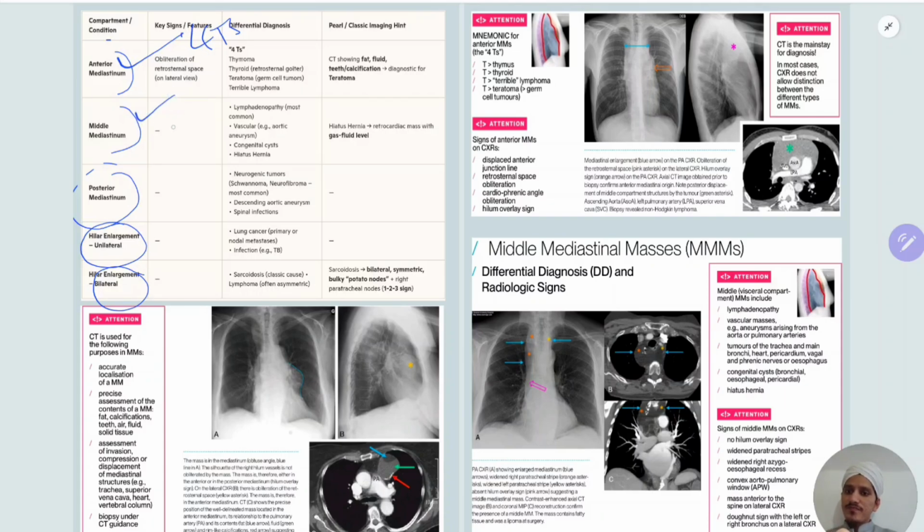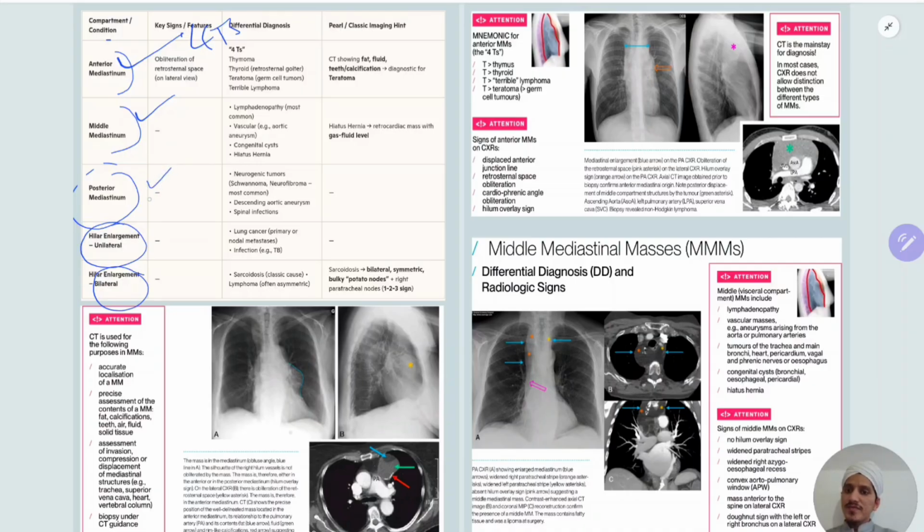In the middle mediastinum, it was the vascular structures, most commonly lymphadenopathy or aneurysm of the aorta, and hiatus hernia. These were the important differentiations.